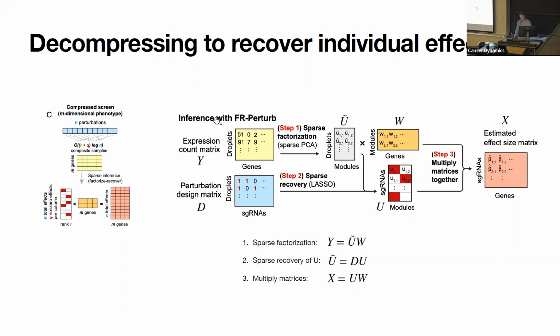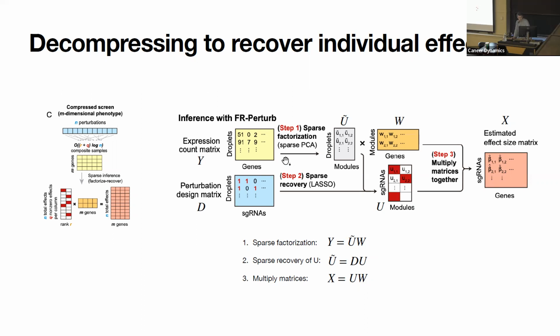We adapted an algorithm and came up with something called FR-perturb, for factorize, recover, perturb. I'm going to go through this rather quickly, but if anyone wants to talk more about it later, that's okay. Essentially, we have this observed matrix of the gene expression observed in every droplet. The first thing we do is factorize that matrix into a droplets-by-modules matrix and a modules-by-expressed-genes matrix. That's step one: take your observed data and factorize it into U tilde W.